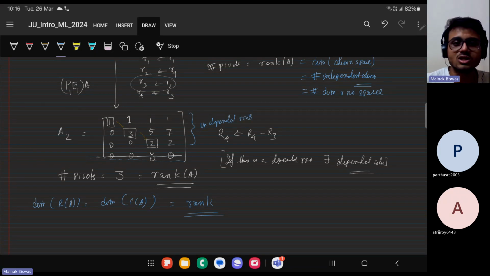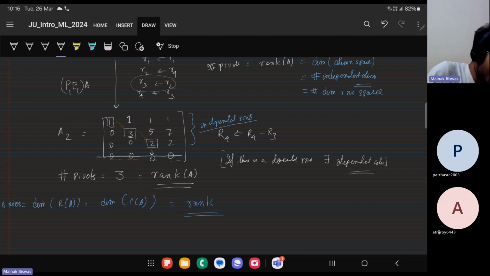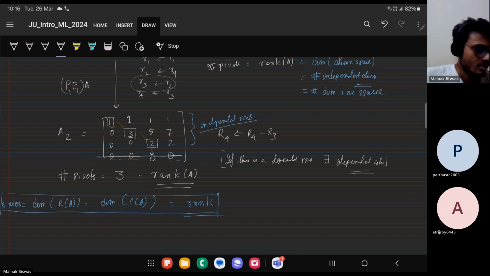So by construction, number of pivots is always equal to the column space dimension, is equal to number of row space dimension, and that is equal to rank. This is the most important theorem.